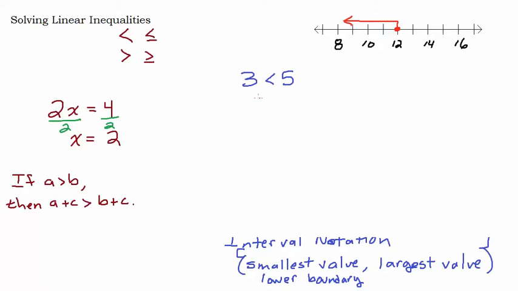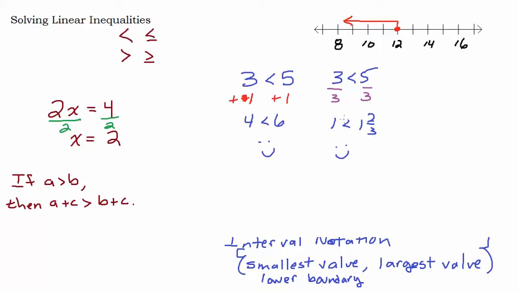So if I add 1 to both sides, add 1, I end up with another statement which is 4 is less than 6. That's true. Okay, so if I add 1 to both sides, I end up with a true statement. Let's say I divide both sides by 3. Okay, what do I end up with? I end up with 1 is less than 5/3, which is 1 2/3. Certainly true, all right?